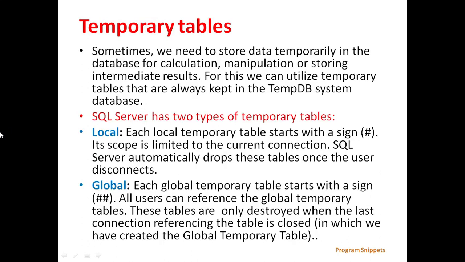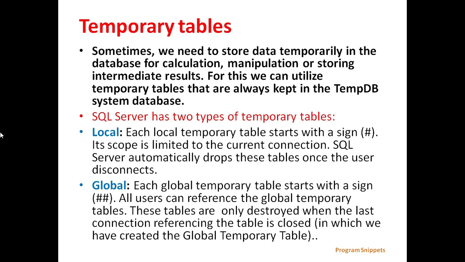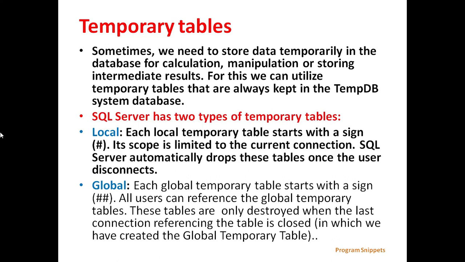Next is temporary tables. Sometimes we need to store data temporarily in the database for calculation, manipulation, or storing intermediate results. For this, we can utilize temporary tables that are always kept in the TempDB system database. SQL Server has two types of temporary tables. First is local. Each local temporary table starts with the sign hash. Its scope is limited to the current connection. SQL Server automatically drops these tables once the user disconnects.